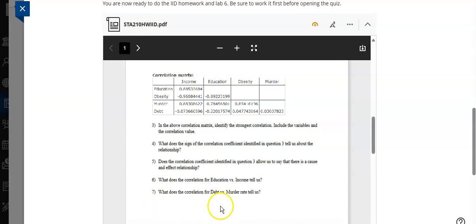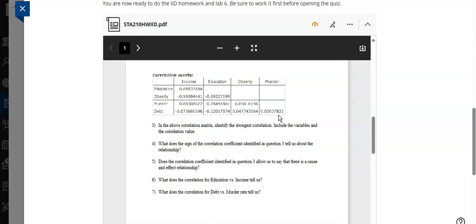Number 7, debt versus murder. Okay, so debt and murder is out here. It's 0.03. That's almost 0. Anything really close to 0 is a very weak linear correlation. This one is positive, but it's weak. So this is a very weak positive linear correlation. We can almost say there's really no linear correlation here because this is so close to being 0.